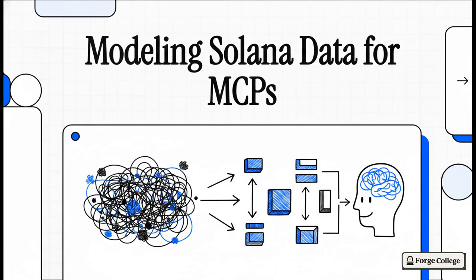So what are we doing today? We're learning how to turn messy, raw Solana blockchain bytes into neat, readable context for AI. If you've ever stared at raw on-chain data and felt like you were trying to read the Matrix code without any training, you are in exactly the right place.